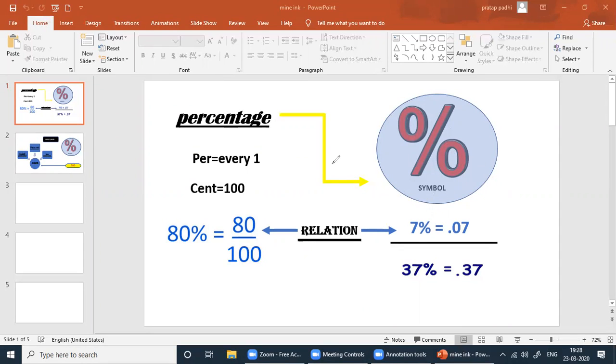Yeah, but percentages are related to decimals and fractions. How? Let's see. 80% in fractions is 80 by 100. 7% in decimals is 0.07. 37% is 0.37. Now, why have I given two examples? I'll explain in a minute.